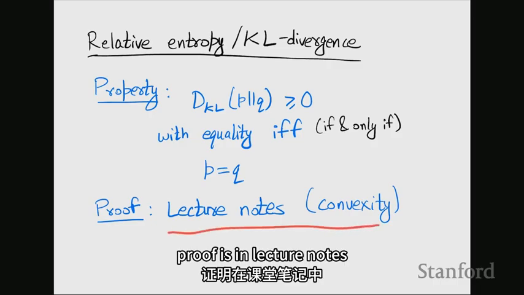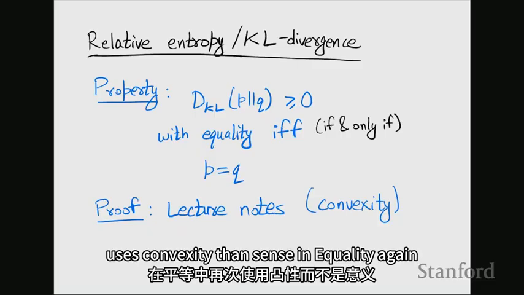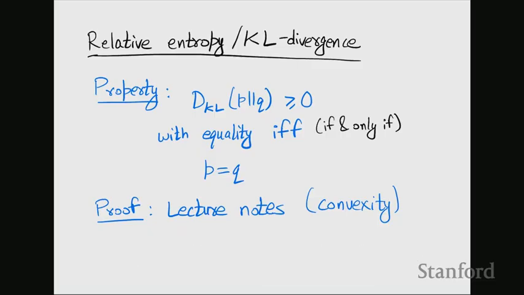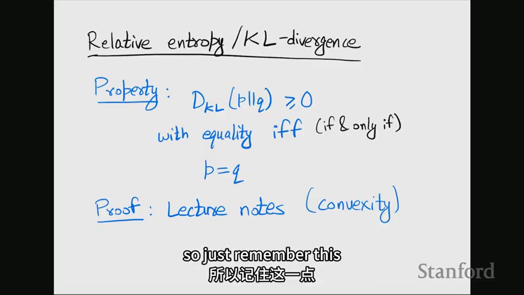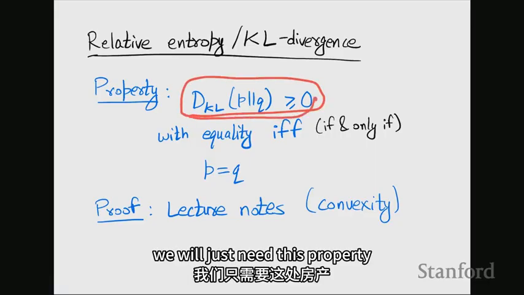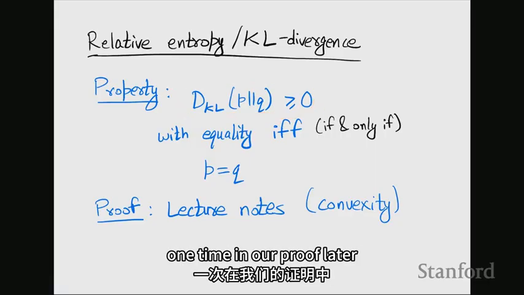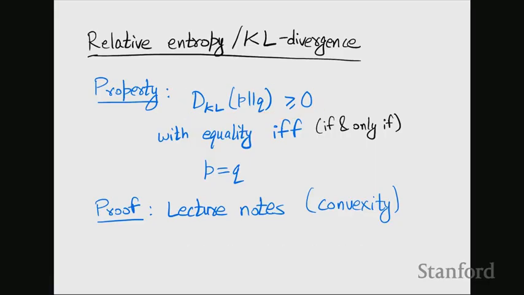Proof is in the lecture notes, and it uses convexity, Jensen's inequality again. So just remember this. We will just need this property one time in our proof later. So that's why I described it.